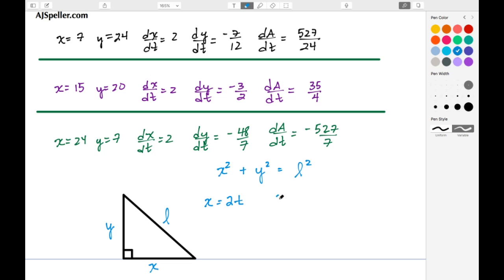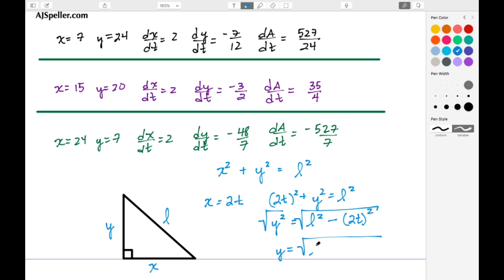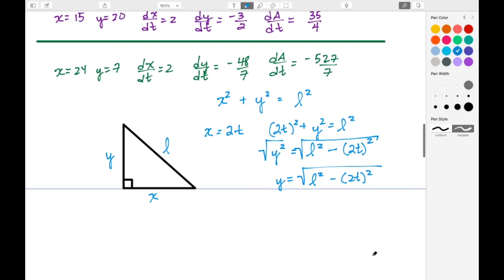So here we end up with the quantity 2t squared plus y squared is equal to L squared. And our goal now is to solve for y. So we're going to end up with y squared is equal to L squared minus the quantity 2t squared. We subtracted this quantity from both sides, and to get y, we need to take the square root of both sides. So in doing so, we see that y is equal to the square root of L squared minus the quantity 2t squared.